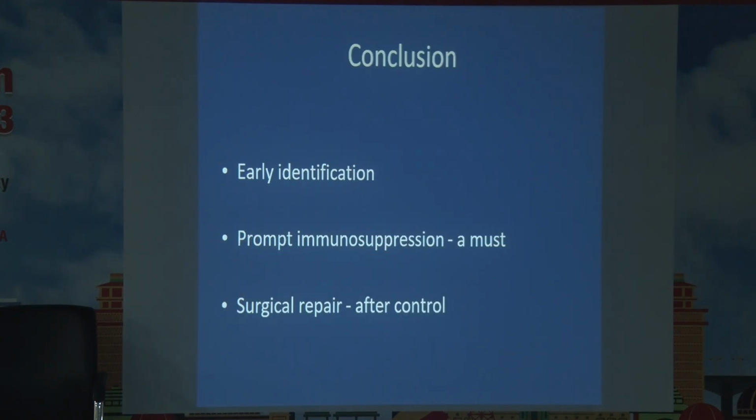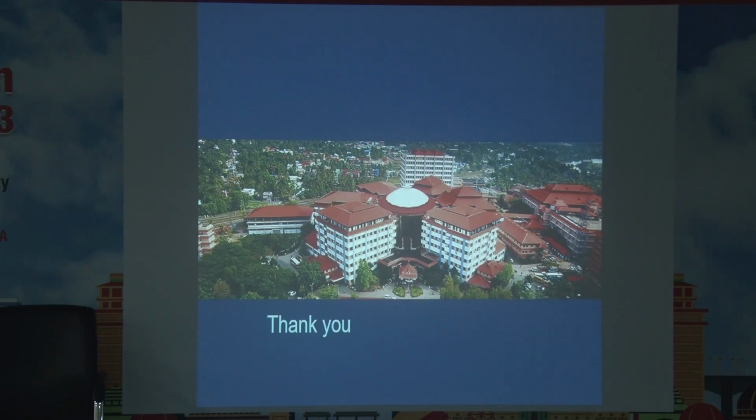I would like to conclude by saying that it's very important to identify PUK, not only for the eye, but for the life of the patient. Prompt immunosuppression is a must, and you should team up with the rheumatologist to do that. Surgical repair, as far as possible, should be done after control of inflammation as much as possible. Thank you so much.